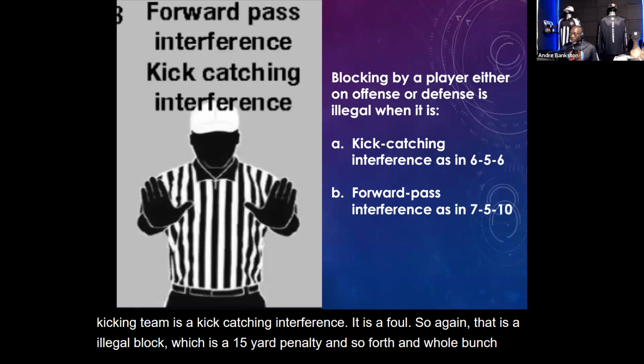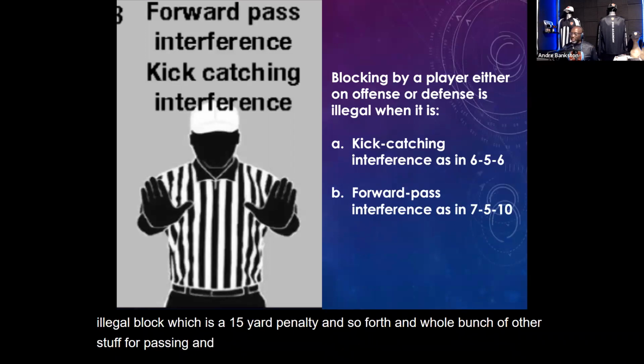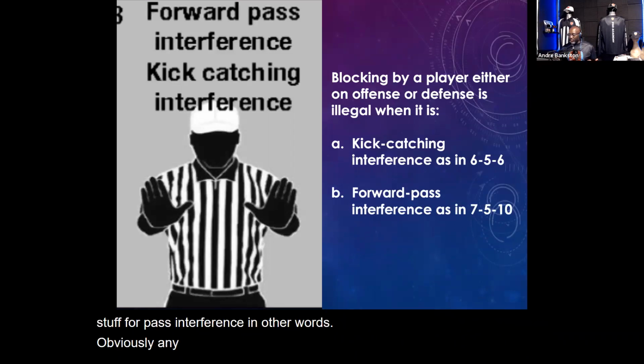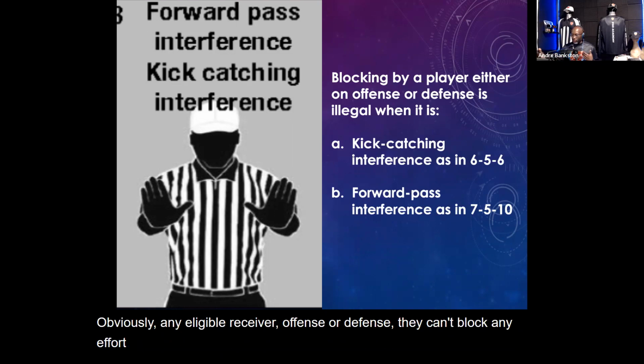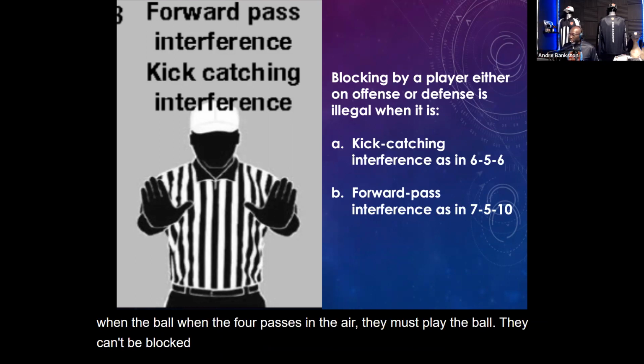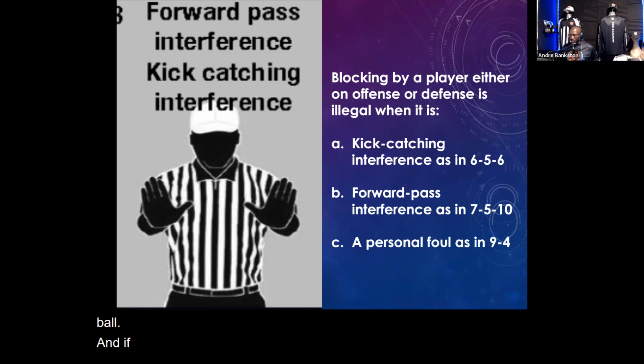For pass interference, in other words, obviously, any eligible receiver, offense or defense, can't block in an effort when the forward pass is in the air. They must play the ball. They can't be blocking each other and preventing each other from getting toward the ball. And if it's a personal foul, obviously.